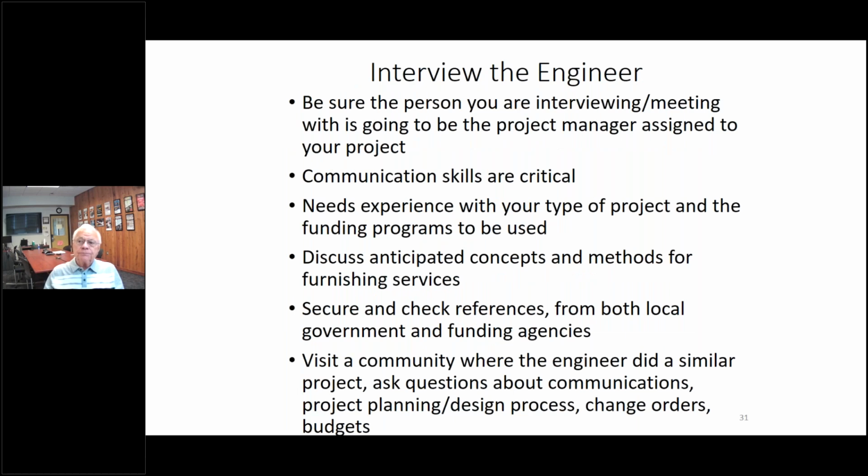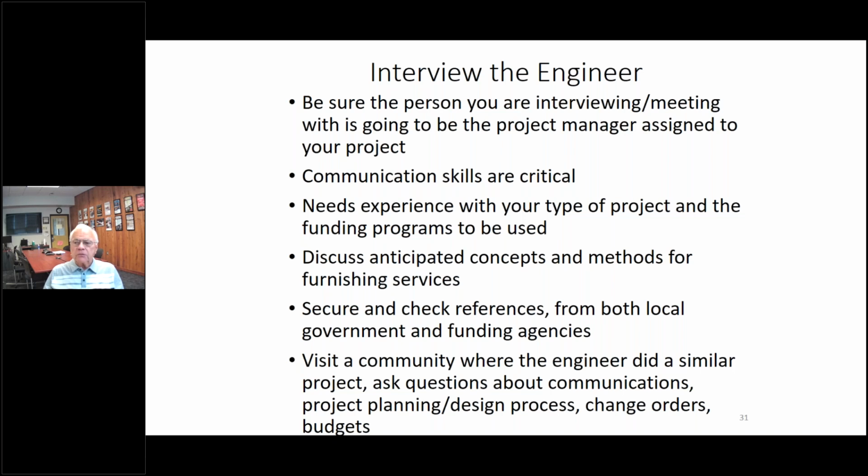Interview the engineer. Be sure the person you are interviewing and meeting with is going to be the project manager assigned to your project. You don't want to be interviewing just the marketing person. Communication skills are critical. You want someone with experience with the type of project that you may have and the funding programs to be used.